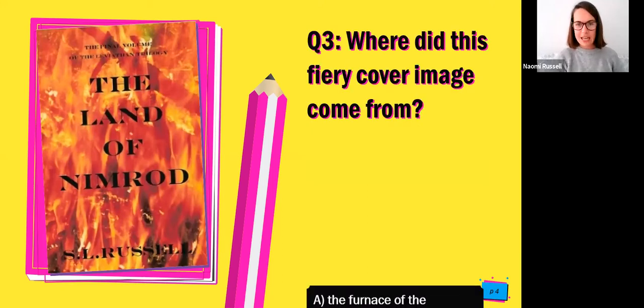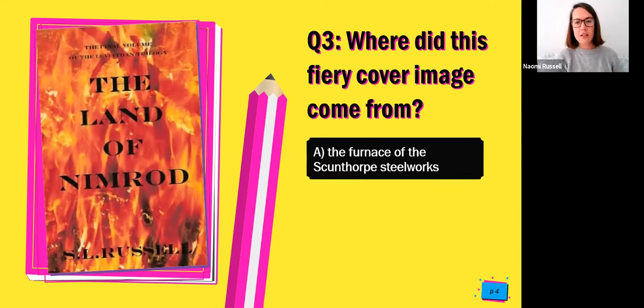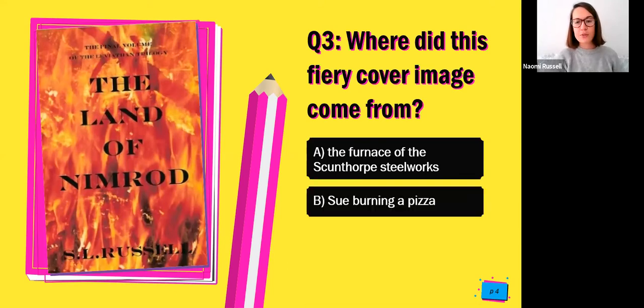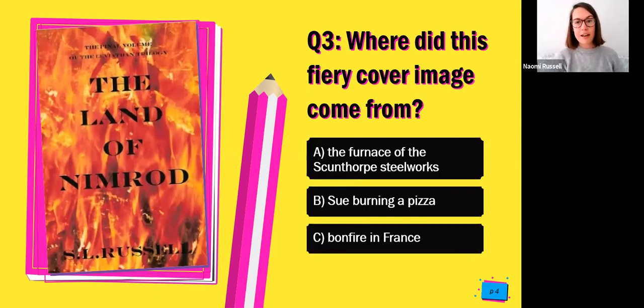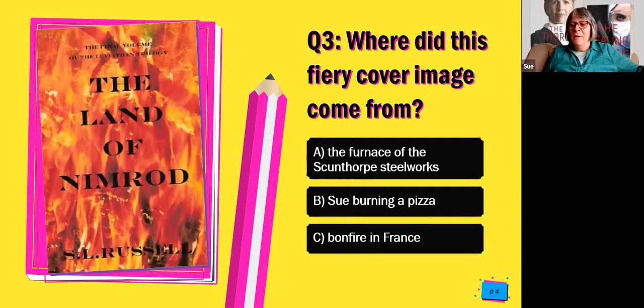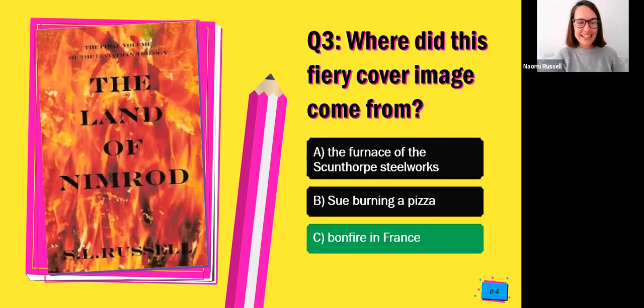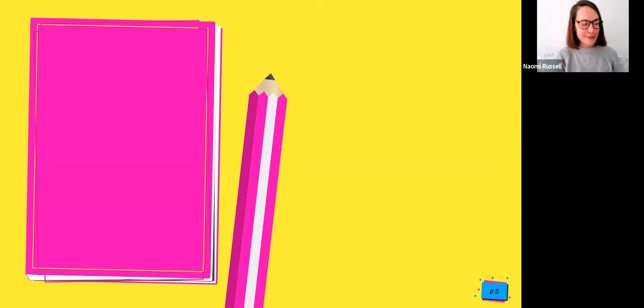Was it A, the furnace of the Scunthorpe Steelworks, B, as a result of Sue burning a pizza, or C, a bonfire in France? Oh, I was really hoping people would go for the pizza one. Oh, look, they all know the answer. Aren't they clever? It was C. Well done, everybody.